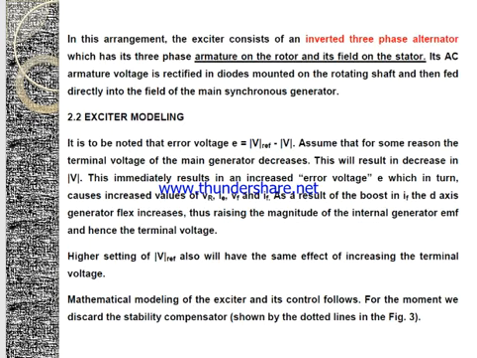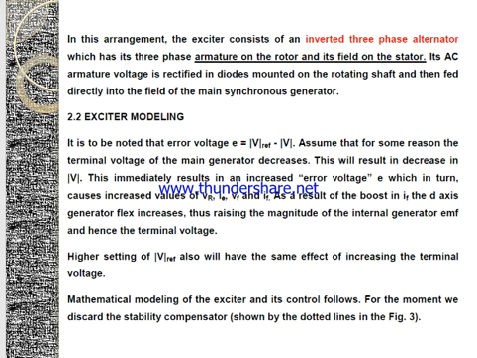In this arrangement we can see the exciter consists of an inverted three-phase alternator which has its three-phase armature on the rotor and its field on the stator. Its AC armature voltage is rectified in diodes mounted on the rotating shaft and then fed directly into the field of the main alternator. For the exciter modeling, in this case we have a comparator initially.